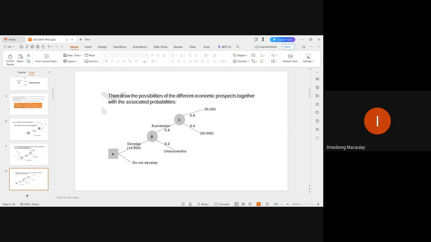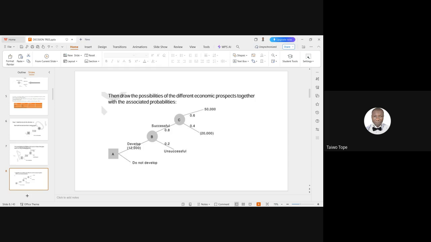Good and poor. When it is good, you have a profit of 50,000. When it is poor, you have a loss of 20,000. Now, for you to make a decision, what will you do? You walk backward. You walk forward, now you walk backward.